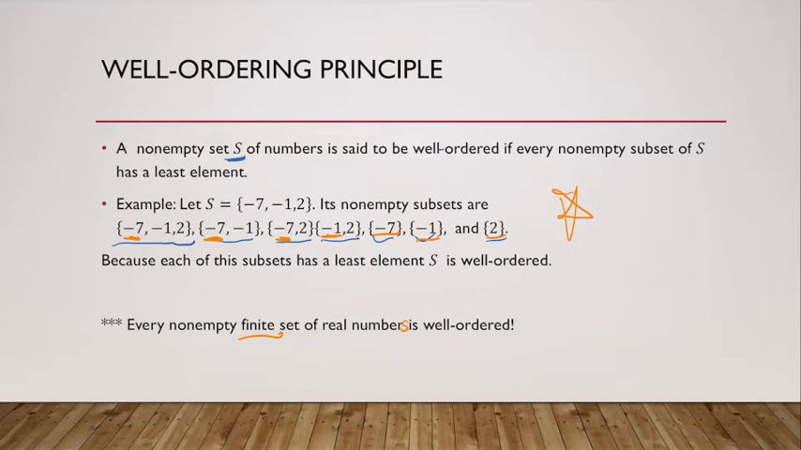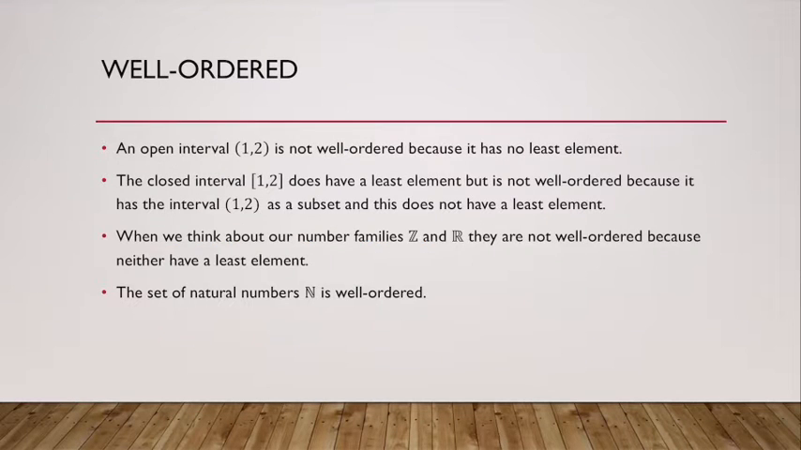So let's take a look at some places where things wouldn't be well ordered. If I have an open interval on the real number line from 1 to 2, it's not well ordered because it has no least element, right? I can get really, really close to 1, but 1 is not included. So is it 1.01? Would it be 1.0000001? It goes on forever, so it has no least element.